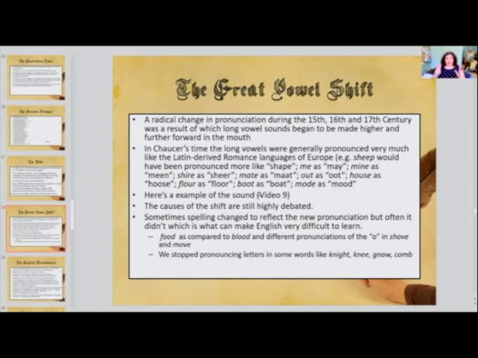And now, at last, English starts to sound like what we know of English. And it's all because of the great vowel shift. There's a huge change in pronunciation from Chaucer's time to the 17th century. Long vowel sounds began to be made higher and further forward in the mouth. So in Chaucer's time, long vowels were generally pronounced very much like the Latin-derived Romance languages. Sheep would have been pronounced shop. Me, may, mine, mean, shire as sheer, mate as mot, out as oot, house as hoose, flower as floor, boot, boat as boat, mode as mood.